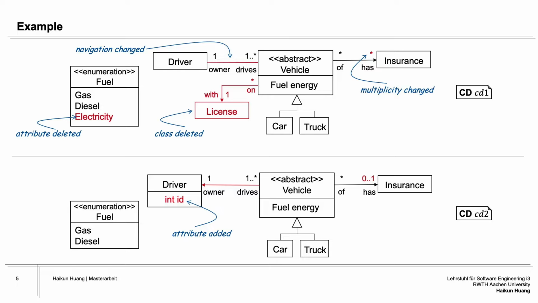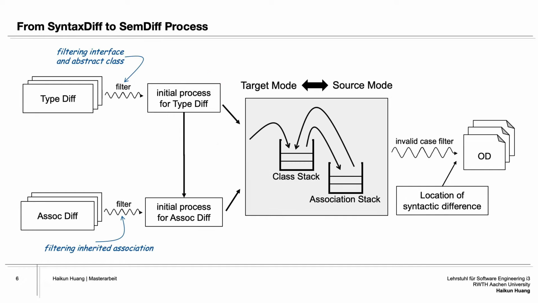In the next step, I will show the main concept for finding semantic differences based on these syntactic differences. First, the type diff and association diff will pass through the filter to reduce the redundant cases. Next, we will create an initial object structure for type diff and association diff based on the syntactic differences information. In this step, the initial object structure for type diff can be transformed into the object structure for association diff.